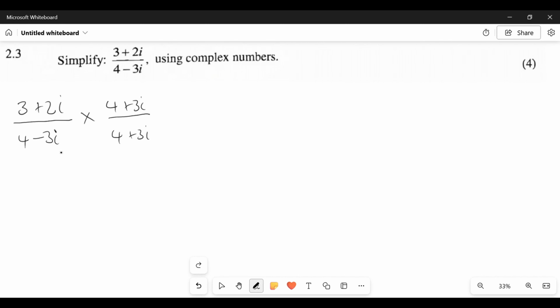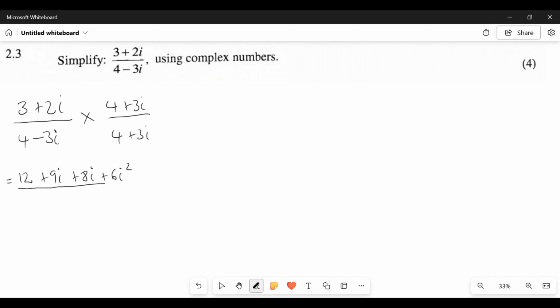Right, so let's do some FOIL. When you look at the numerator, we're going to have 3 multiplied by 4. That is going to give us 12, right? And then we have 3 multiplied by 3i. That is going to give us 9i. There we go. And then we multiply 2i with 4. It's going to give us plus 8i. There we go. And then we multiply 2i with 3i. That is going to give us plus 6i squared.